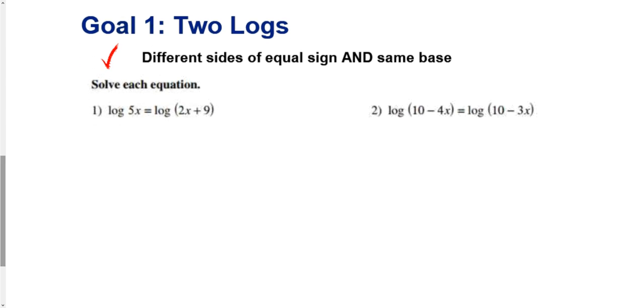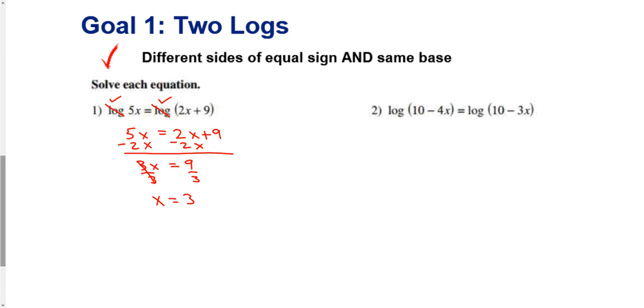What is the base of this log right here? 10. We figured that out on the first day, that anytime it's blank, it has a base of 10. So we have one log on one side and one log on the other side whose bases match. So we can just cross out the logs and solve what's left. So we have 5x equals 2x plus 9. And then we just subtract 2x. So we have 3x equals 9, and then we just divide by 3. So that means x is equal to 3.